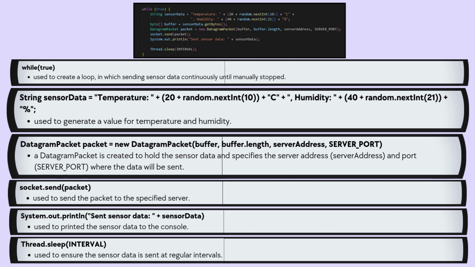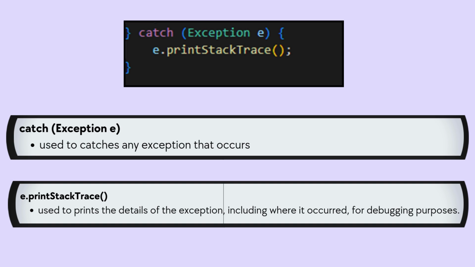System.out.println("Sent sensor data: " + sensorData), used to print the sensor data to the console. Thread.sleep(interval) is used to ensure the sensor data is sent at regular intervals. Catch (Exception e) is used to catch any exception that occurs. e.printStackTrace() is used to print the details of the exception, including where it occurs, for debugging purposes.